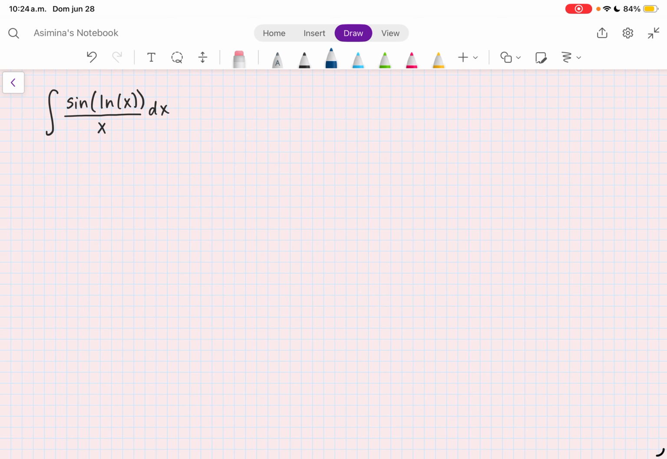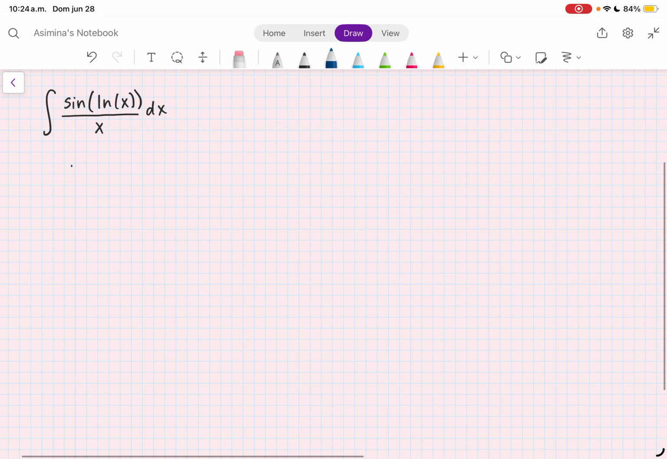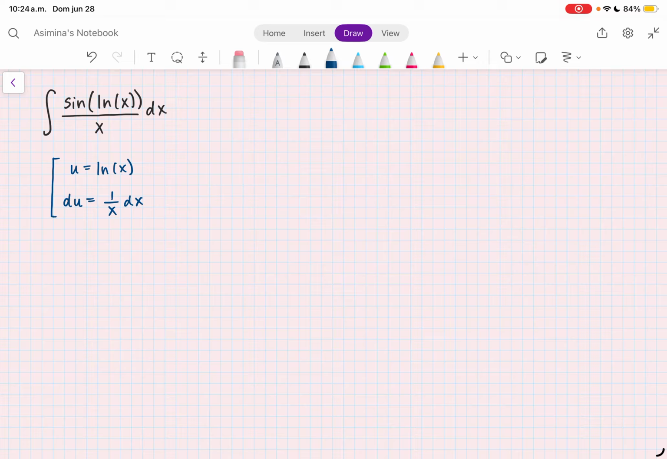So the first thing I'm going to try doing is u substitution, where I let u equal ln of x. So then I know du is equal to 1 over x dx. So let's see what happens when I try to perform this u substitution. So this integral becomes the integral of sine of u over x times dx. Now what is dx?